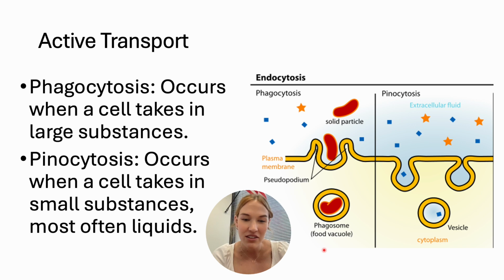Pinocytosis is very, very similar. The only difference is now we are dealing with smaller substances like liquids. So maybe you remember in class when I mentioned that phagocytosis, this prefix phago, depending on who you talk to, it is going to mean eating. Cytosis means of or pertaining to the cell. So this is eating of the cell. Pino here means drinking, so it is drinking of the cell. That's how I remember it.